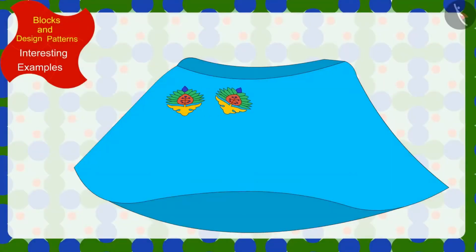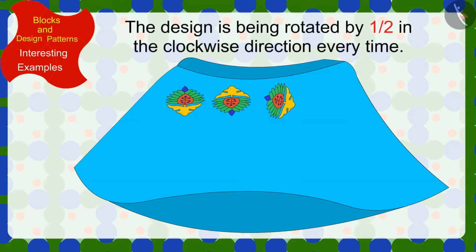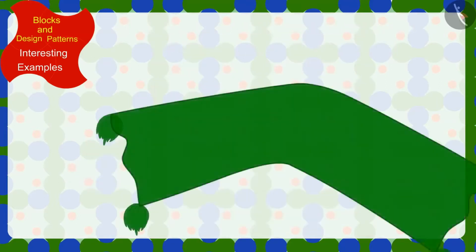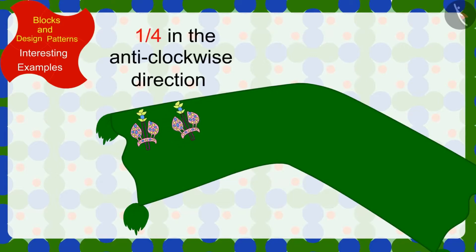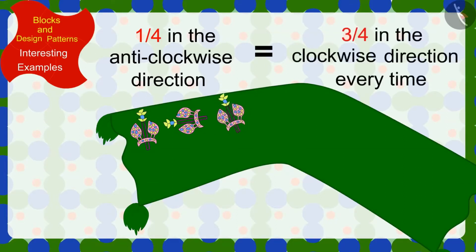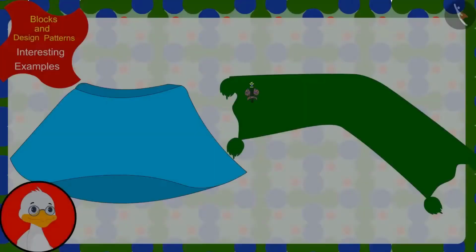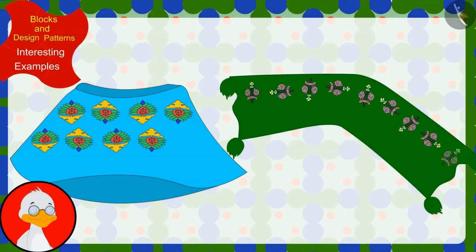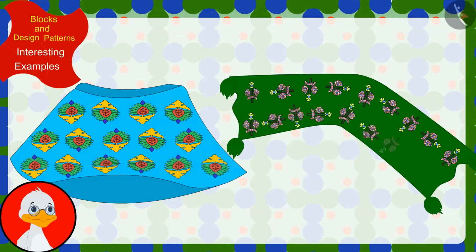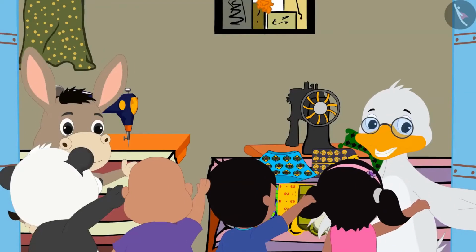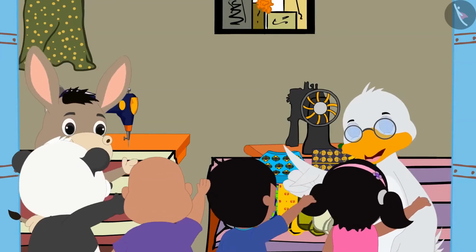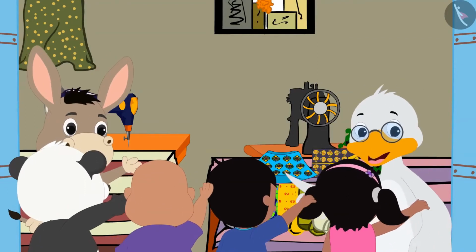In the pattern on the skirt, the design is being rotated by half in the clockwise direction every time. And in the pattern made on the dupatta, the design is being rotated by 1/4 in the anti-clockwise direction, or 3/4 in the clockwise direction every time. Uncle also found the rules of those incomplete patterns and completed those patterns. All the villagers are liking the new pattern clothes sold at Chacha's shop a lot.